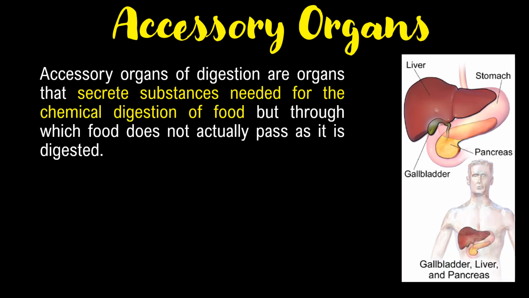Now, let us proceed with the different accessory organs during the digestion process. Accessory organs of digestion are organs that secrete substances needed for the chemical digestion of food, but through which food does not actually pass as it is digested. Take note, these organs secrete or store substances that are needed for digestion in the first part of the small intestine, the duodenum, where most chemical digestion takes place.